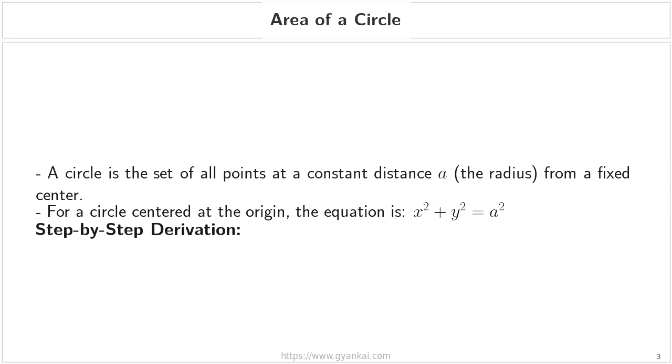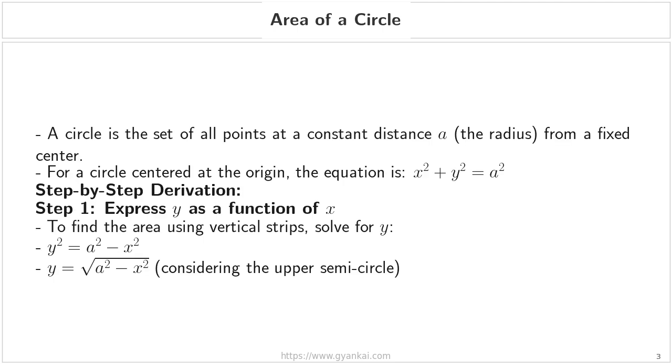To find the area using integration, we need to follow a step-by-step derivation. In step 1, we need to express y as a function of x. Since we are using vertical strips to find the area under a curve, we need to solve our equation for y. If we subtract x squared from both sides, we get y squared equals a squared minus x squared. Taking the square root of both sides, we get y equals the square root of a squared minus x squared. Now, for the purpose of our calculation, we will focus on the upper semicircle, where y is positive.